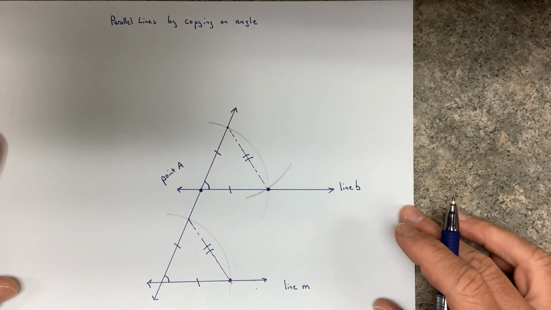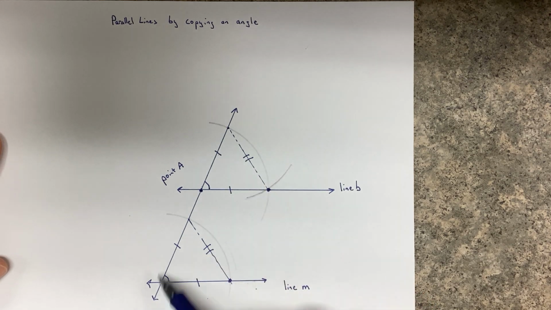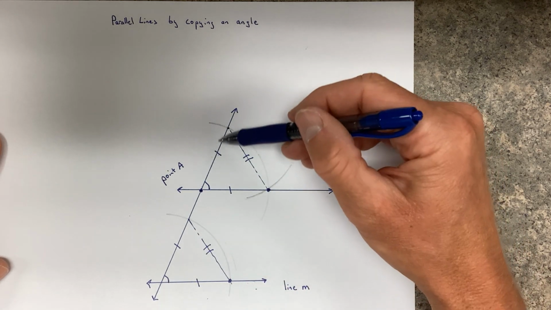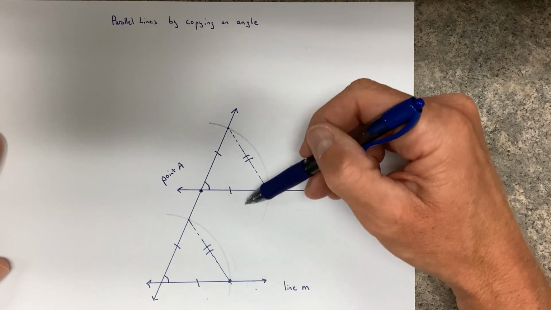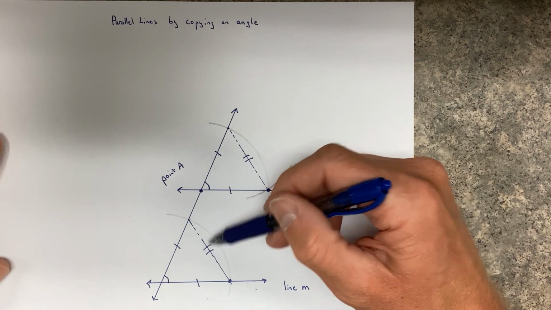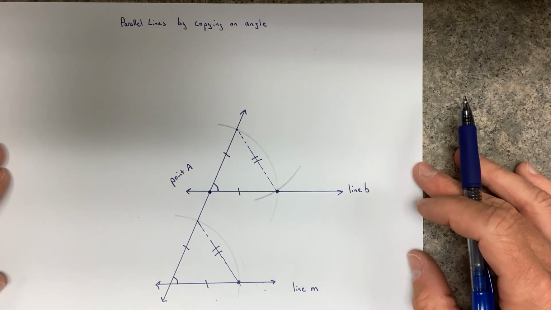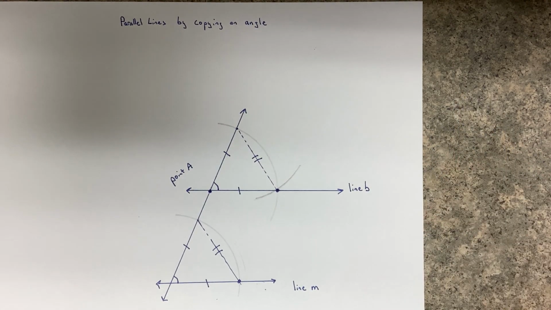Again, this is the construction you would use. You don't actually need these marks, but circle, circle, measure a new radius there. That forces this and this to be the same. Boom, draw your line by intersecting them. Again, this is parallel lines by copying an angle.